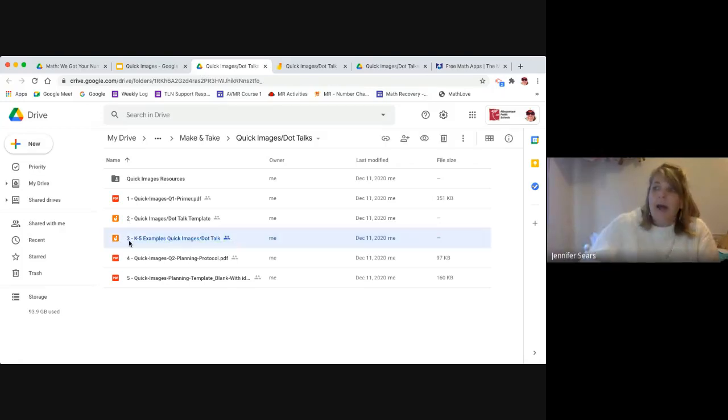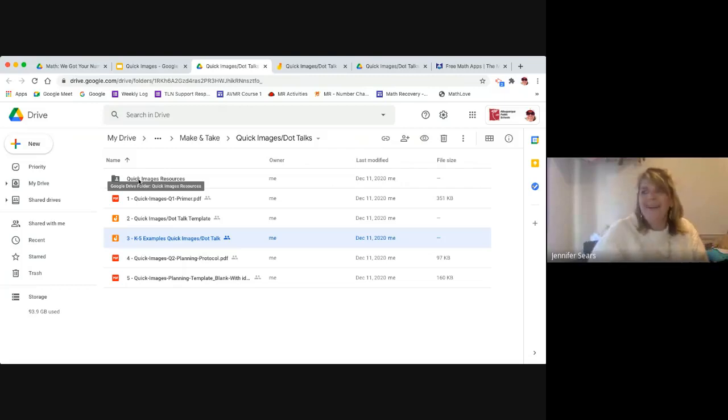The third one is actual examples. So you see K through 5 examples. Maricela, you're in 2nd grade, so you could go in and see examples that might be used for 2nd grade. If you were also curious about those upper grades, say next year you get thrown into an upper grade class, you'll have those already ready to go as well.